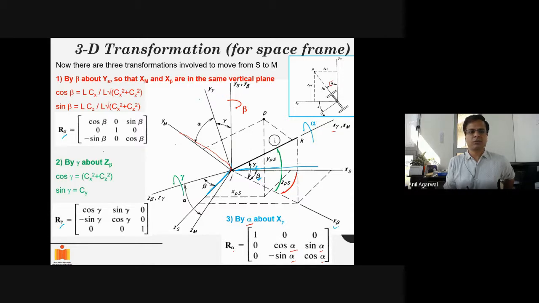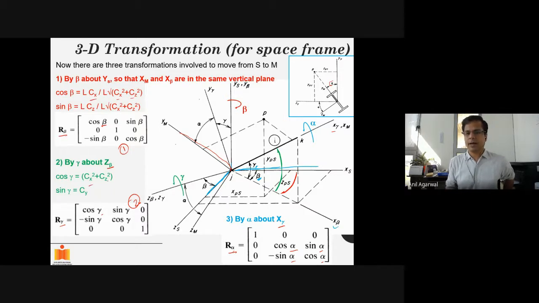So basically, which transformations are we doing? We are doing a transformation of beta about the ys-axis, then a transformation by gamma about the z-axis, and a transformation by alpha about the x-axis, in this order: the first one, second one, and third one. Now, the values of cos beta and cos gamma and so on can be very easily found from the coordinates. We have done this derivation, and likewise it can be done very easily from the coordinates.